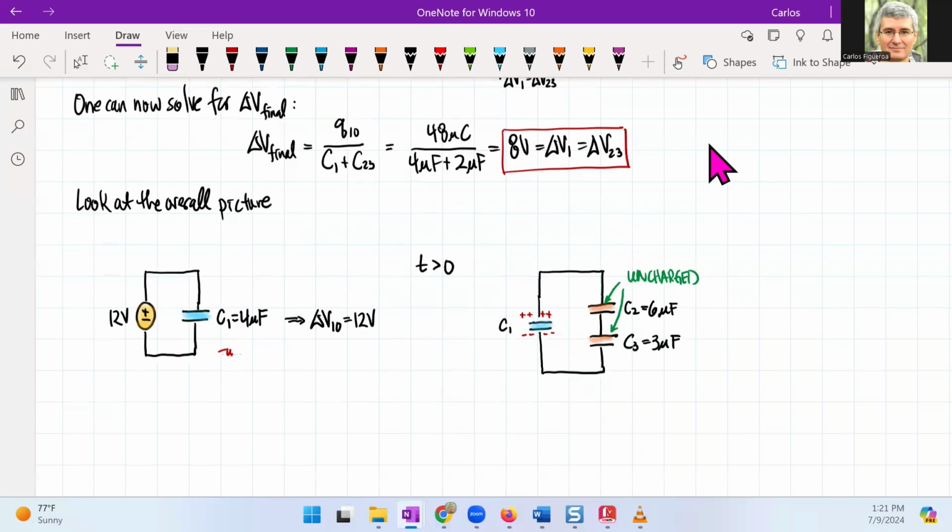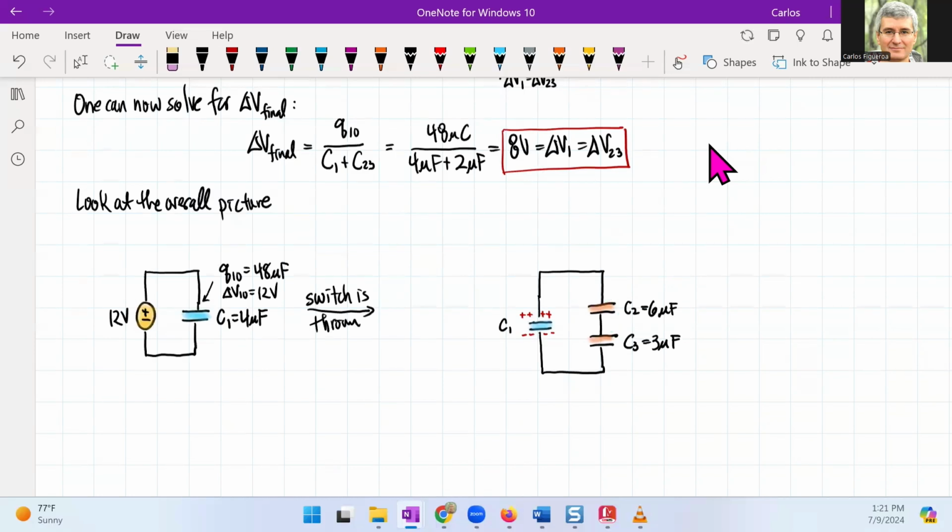What I'm seeing here is that this capacitor is now fully charged. We know that this one right here has a charge of 48 microcoulombs when the switch is thrown, but remember, we also know that it was initially 12 volts. So now the switch is thrown, and as it's thrown, something different is going on.